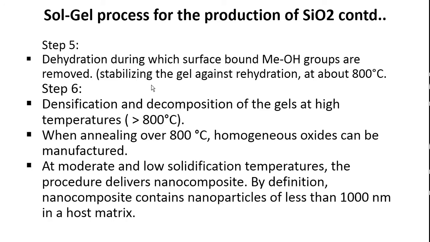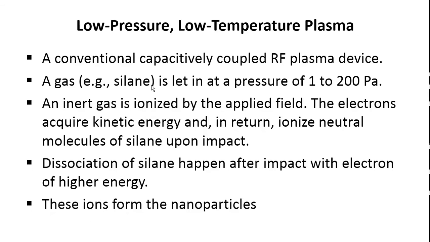Okay, now we will go to the next process, that is the low pressure, low temperature plasma. This is a method which uses an RF plasma device. This is a method which produces nanoparticles using an RF plasma device. So what is this? A conventional capacitively coupled RF plasma device is used for the preparation of nanoparticles.